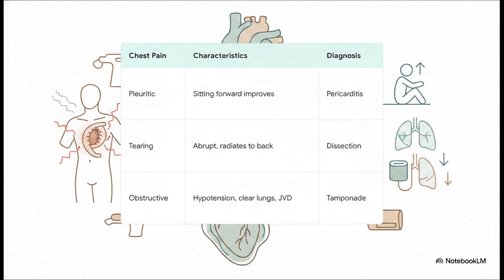Now, if they describe an abrupt, severe, tearing pain radiating straight to their back, that's a massive red flag for an aortic dissection. And if you see a triad of hypotension, clear lungs, and jugular venous distension, that points squarely at obstructive shock. Think cardiac tamponade or massive pulmonary embolism rather than your standard cardiogenic pulmonary edema.